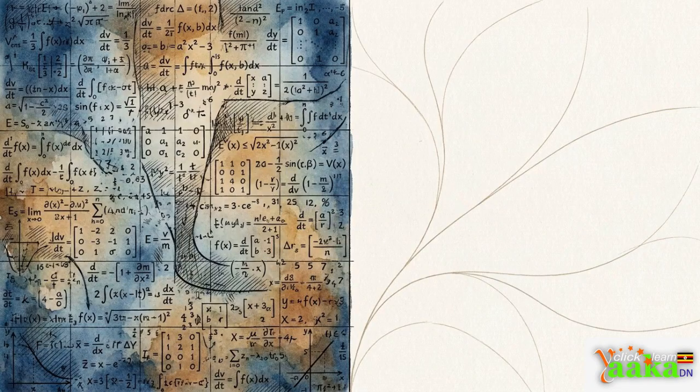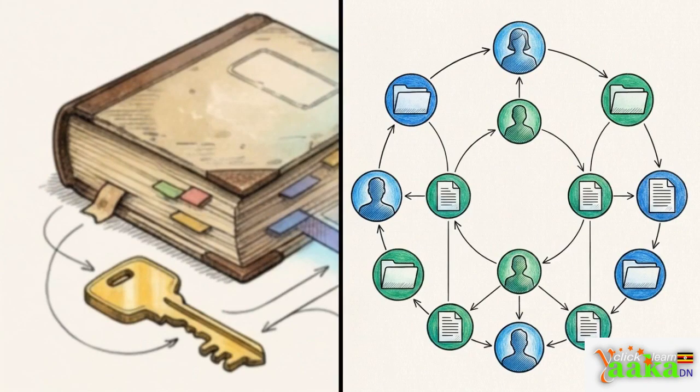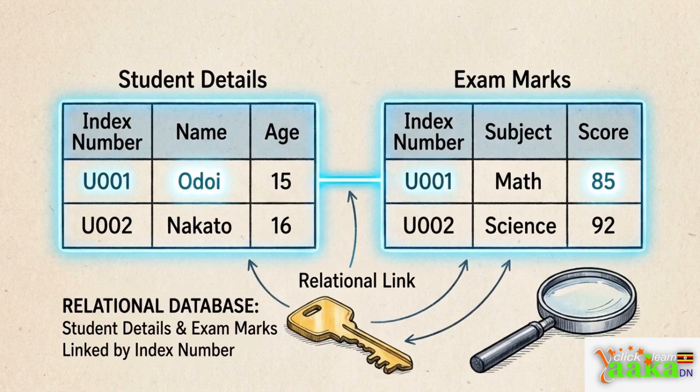But while spreadsheets are designed for math and calculations, a DBMS is built to manage and link huge amounts of information. The real power is being relational. Instead of one giant table, you create multiple smaller ones, one for student details and one for exam marks. We use the index number to link them. This glowing line connects the student's name directly to their marks.